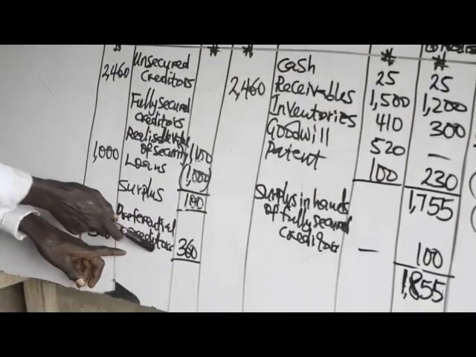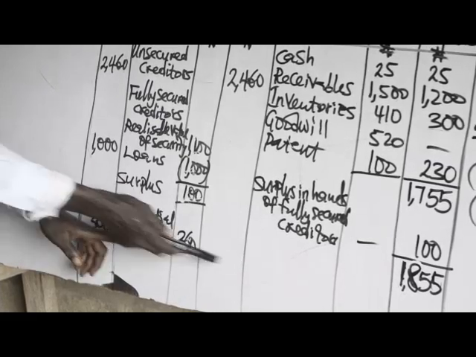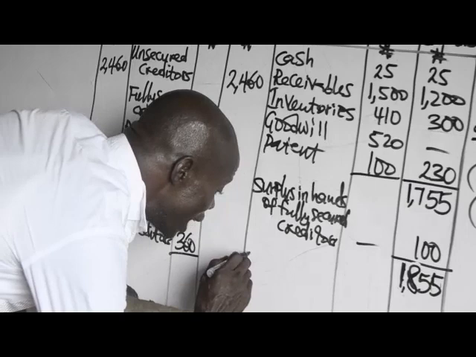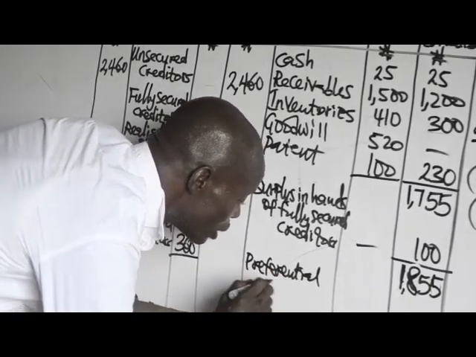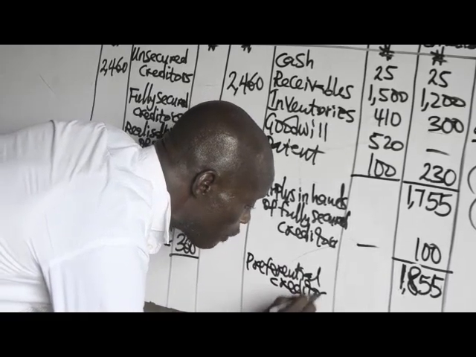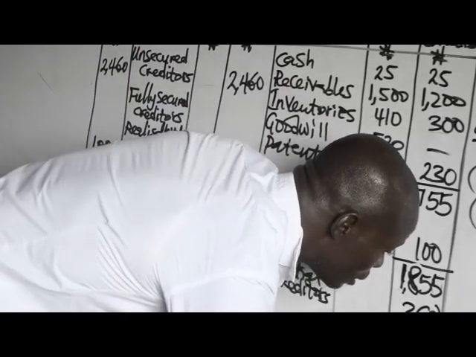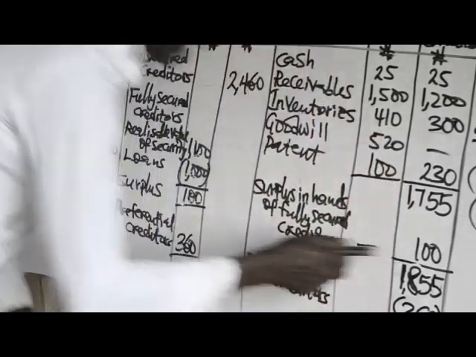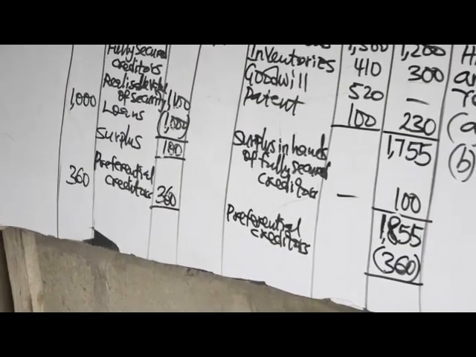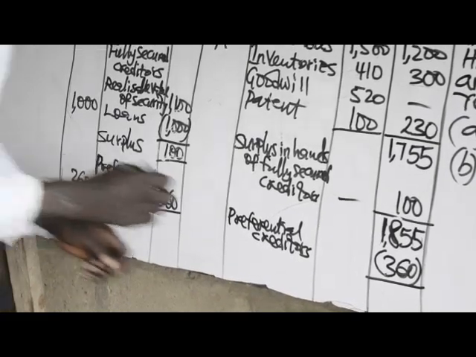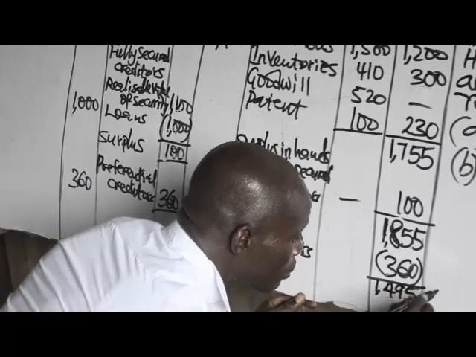The next thing is the preferential creditors. You know, the preferential creditors of 360 was only stated here, so you are going to deduct it here. Our preferential creditors amounted to 360. So you deduct the 360. If you subtract 360 from 1,855, then you'll be left with 1,495.